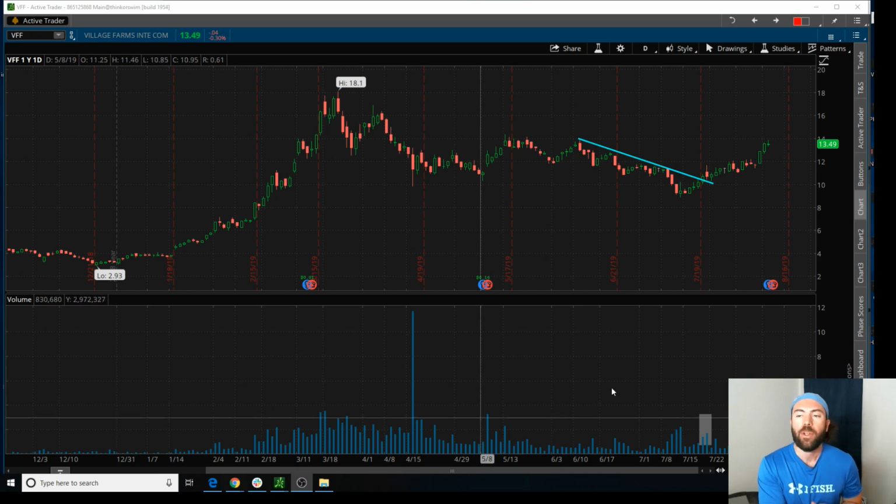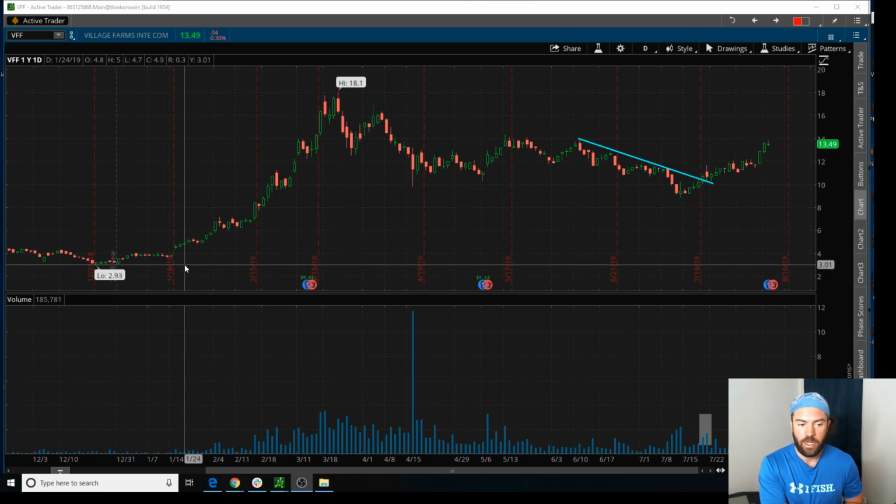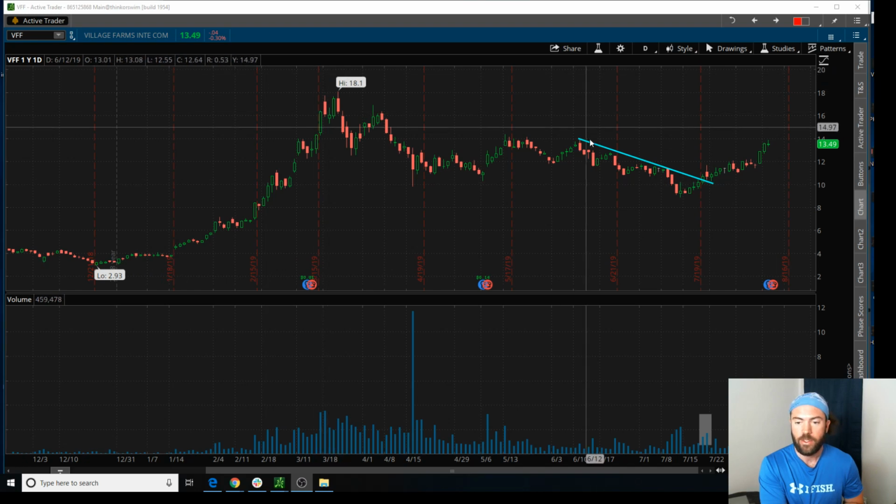So here I went to a daily chart on my platform, and all I did was simply identify where a trend line is and how I can confirm it using volume to make sure the trade is legit and it won't fail on me. Overall, the trend in the stock is bullish. Had a nice run from 2.93 to 18, has pulled back, and now here it is with the trend line from about June when the stock was around 14 bucks a share.